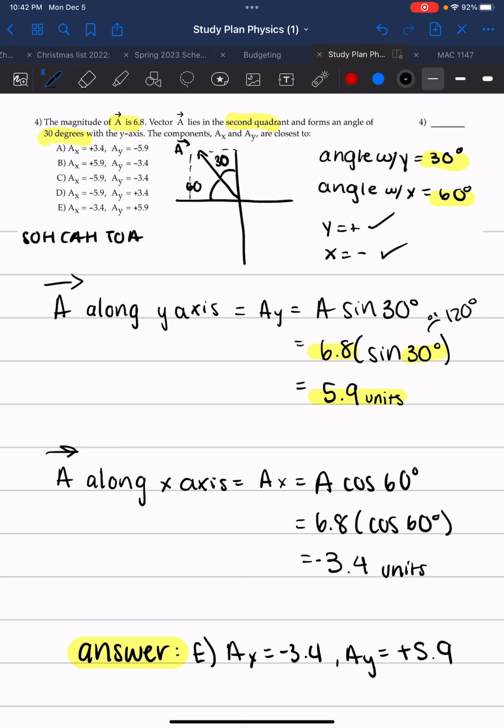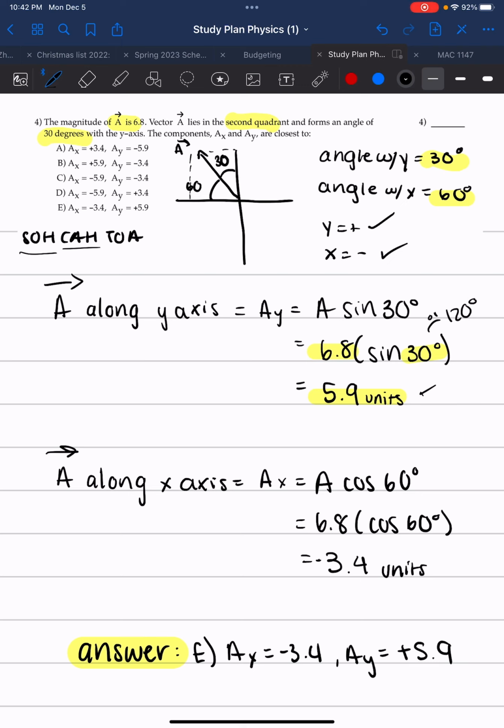So using a little trigonometry, given the right triangle that we can form here, we're going to be using sine to find the component of the y-axis and cosine to find the component of the x-axis. So we're going to put the magnitude of the vector, which is 6.8, sine 30 degrees or 120, doesn't matter, it gives you the same answer, and you put 6.8 sine of 30 degrees, that gives you 5.9, which is positive, which checks out.